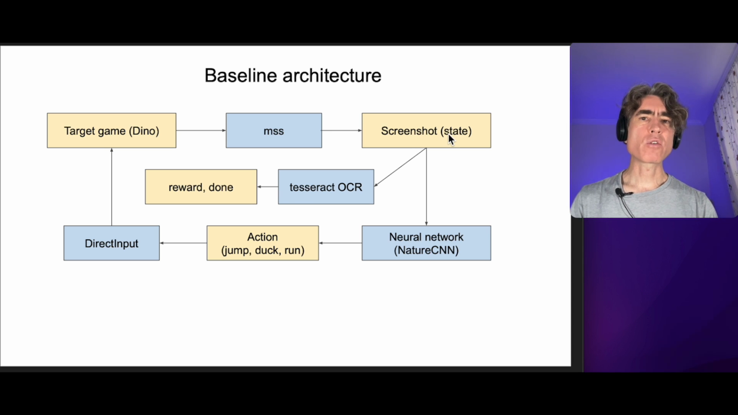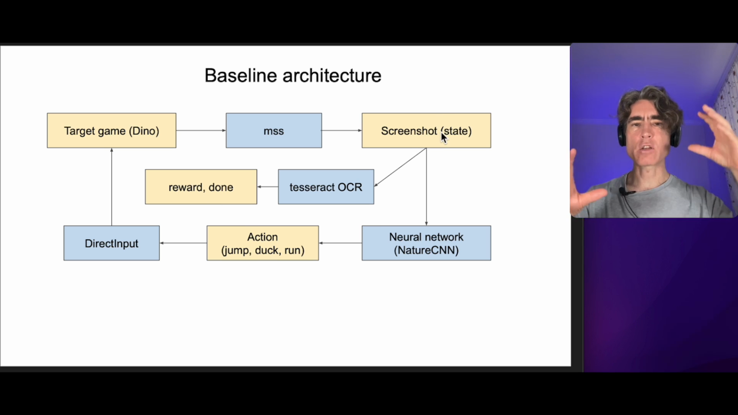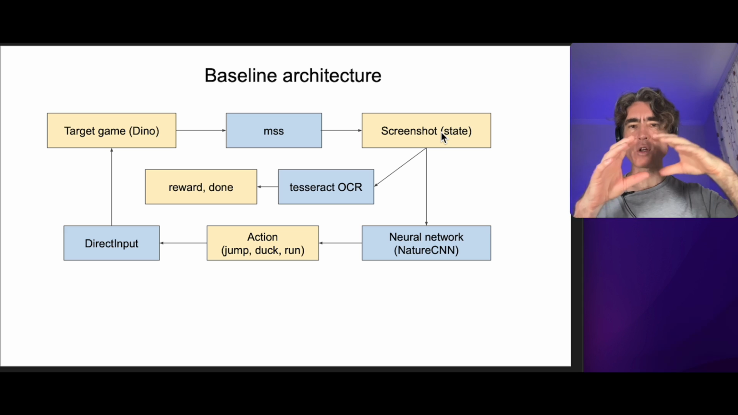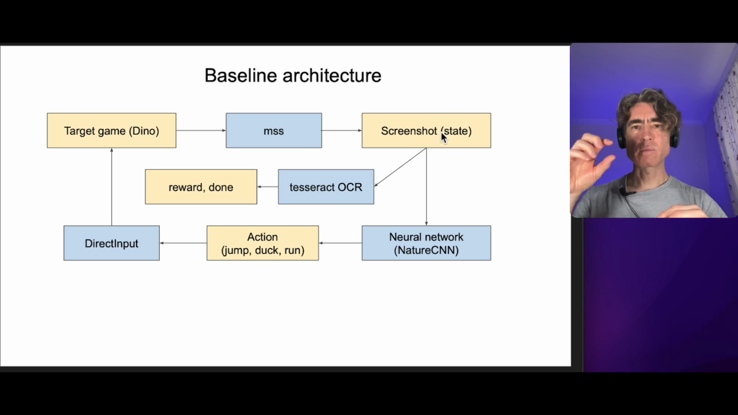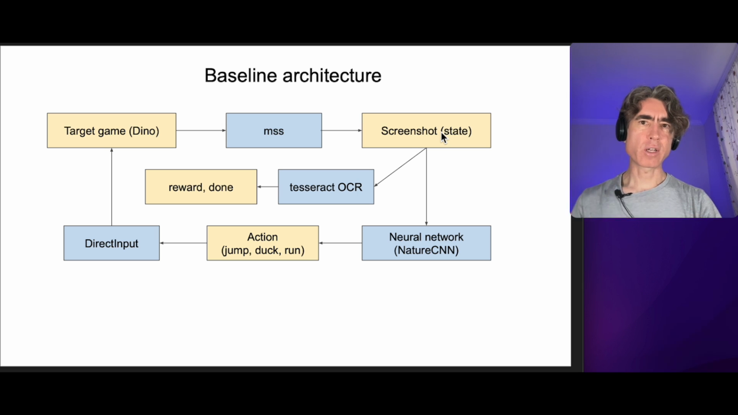So remember, in reinforcement learning, we need to have the state, we need to have a reward, we need to have an action. So the screenshot is our state. This is going to be a tensor which has a width and height because it's a screenshot. It's going to have some depth because we've got 3 color planes. We then take this state and we feed it through a neural network.